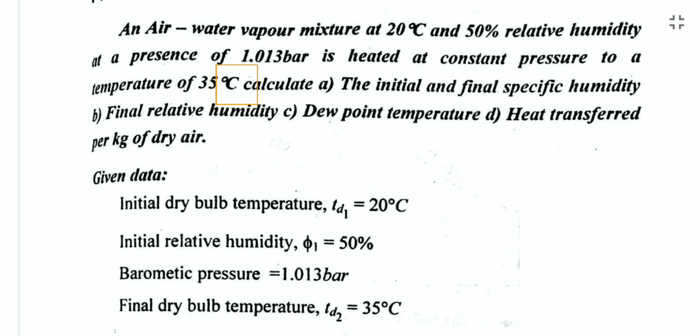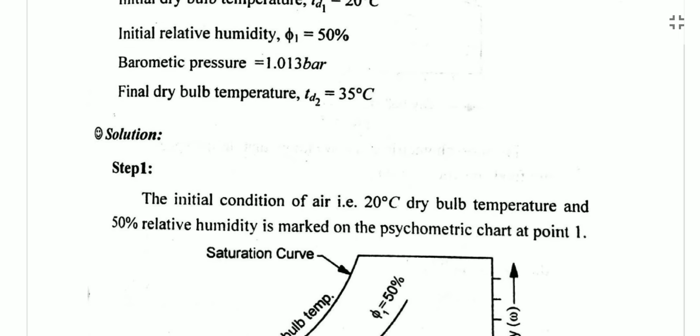Only one property in the final state is given. Other properties we can find because it is a sensible heating process. So we can draw a horizontal line on the psychrometric chart, and thereby we can find it easily. So we have to find the initial and final specific humidity, final relative humidity, dew point temperature, and heat transferred. Okay, let us find.